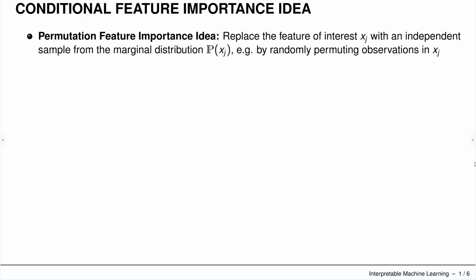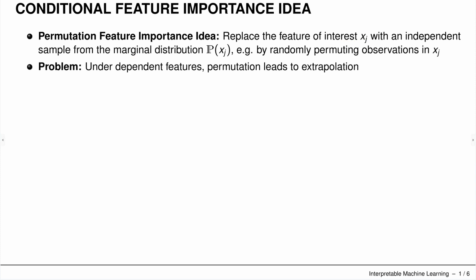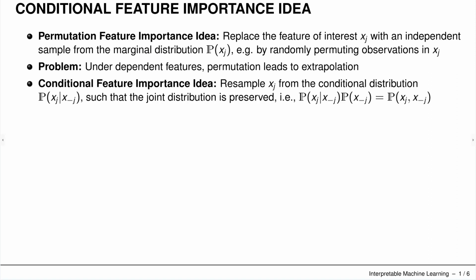So remember, the idea of permutation feature importance was to replace the feature of interest xj with an independent sample from the marginal distribution, for example, by randomly permuting observations in the feature of interest. The problem was that under dependent features, the permutation leads to extrapolation. So we'll see an example soon.